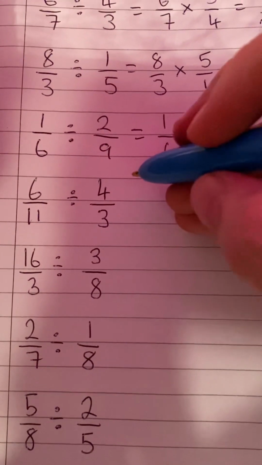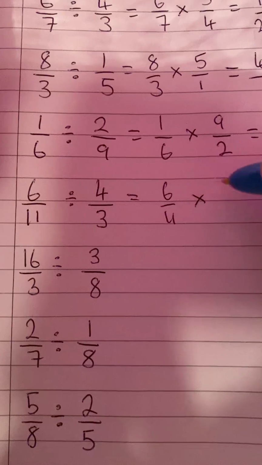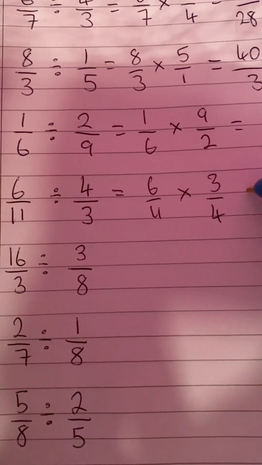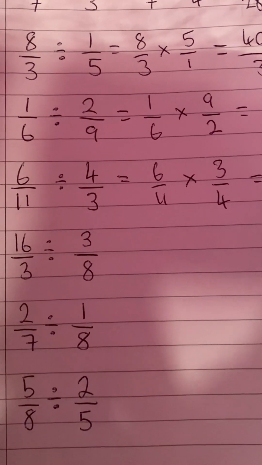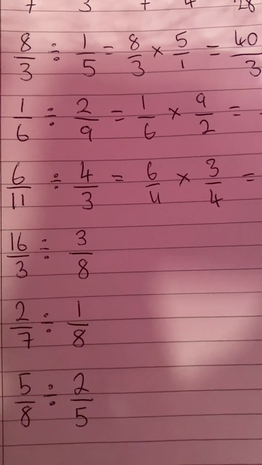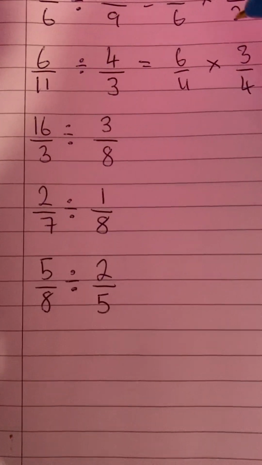Next one, 6/11 divided by 4/3. This is the same as 6/11 times 3/4. So this is going to be 18 over 44. Sorry, my bad. 18 over 44, and then I realized these are both divisible by 2, so it would simplify to 9 over 22. It's not incorrect to say leave it as 18 over 44, but 9 over 22 is definitely a better answer.